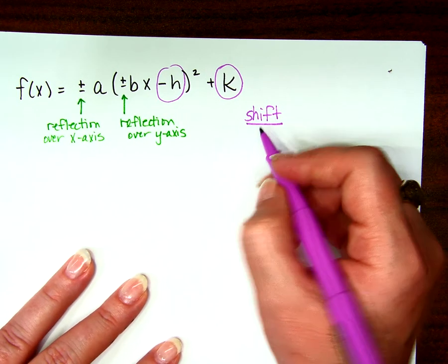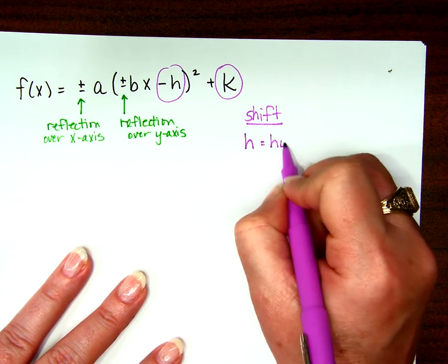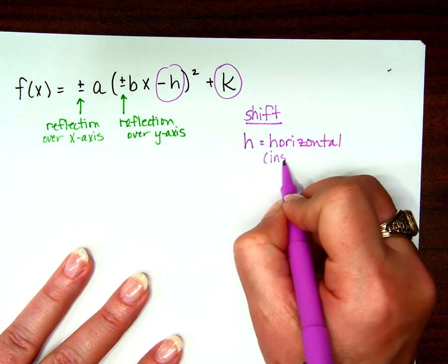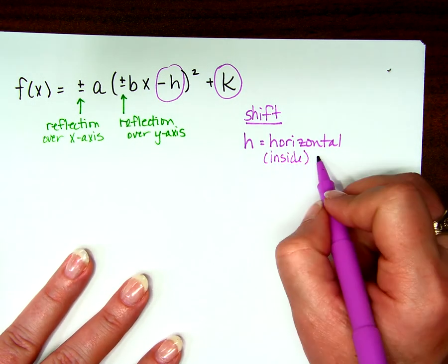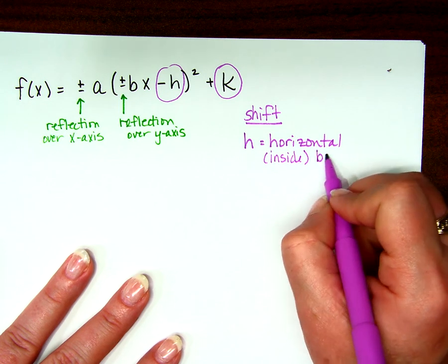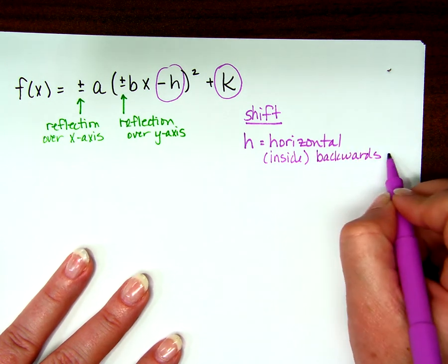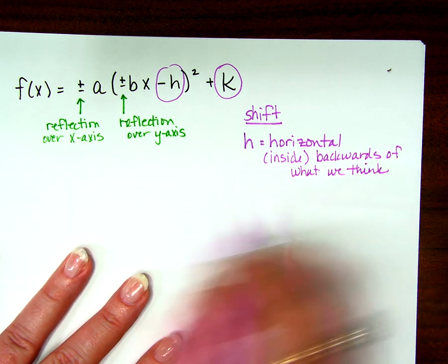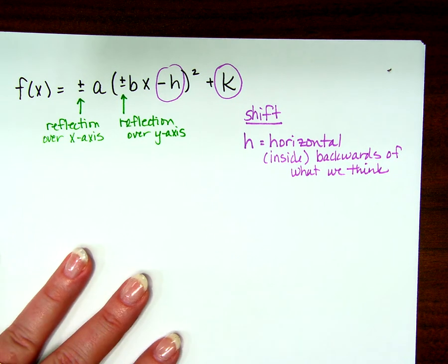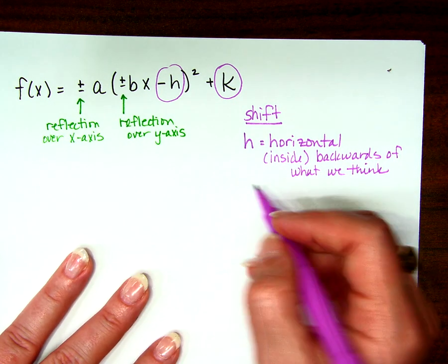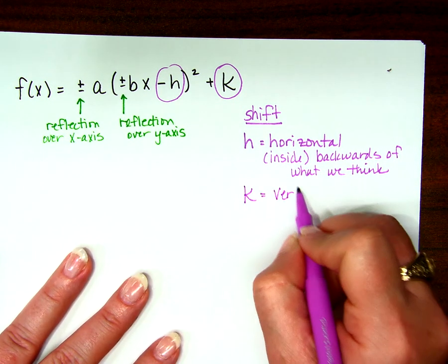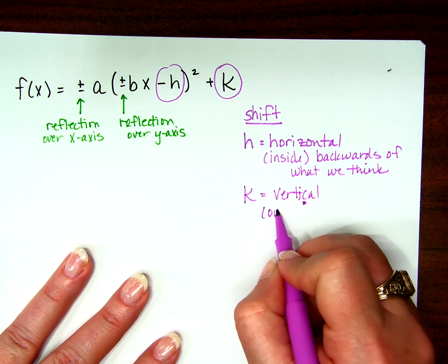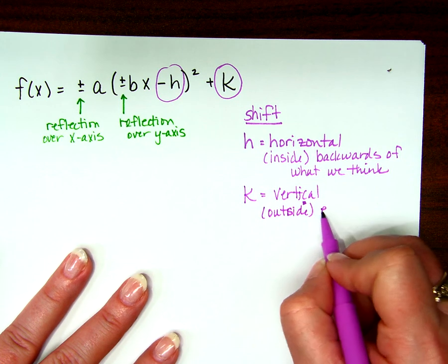So the h means horizontal, but it is inside the parentheses. And so it's going to move opposite of what we think, or backwards. So if it says negative 2, it's going to move right 2. If it says positive 6, it's going to move left 6. The k actually stands for vertical, even though that's a c, and it's outside, so it's going to move exactly how we think.